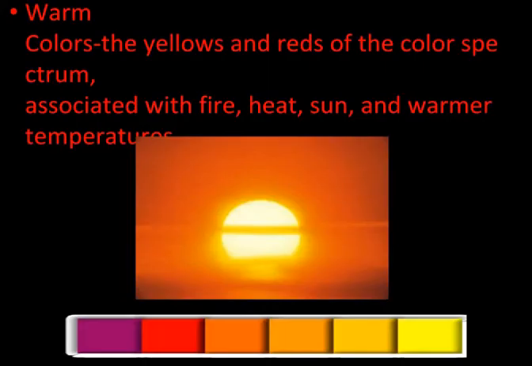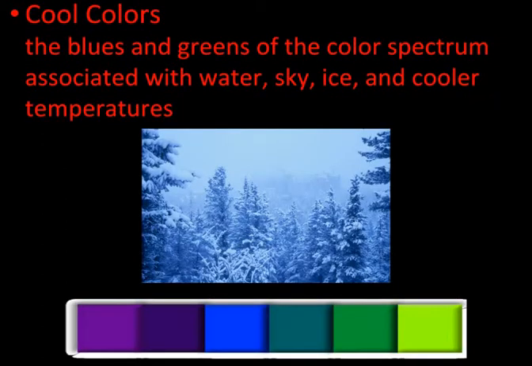Warm and cool colors are terms that are used to describe the temperature feeling that you get from a color. So the warm colors are the yellows and reds of the color spectrum. They're associated with fire, heat, sun, and warmer temperatures. That's your warm colors. Cool colors are the ones that make you think of cooler temperatures. They're the blues and greens of the color spectrum associated with water, sky, and ice.